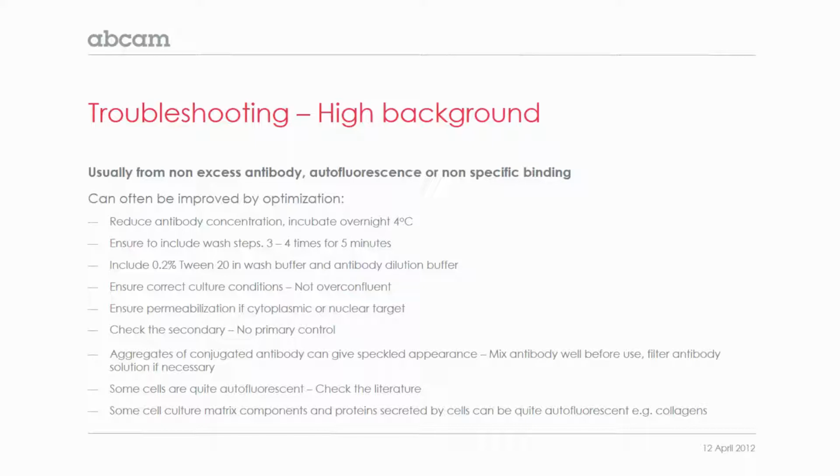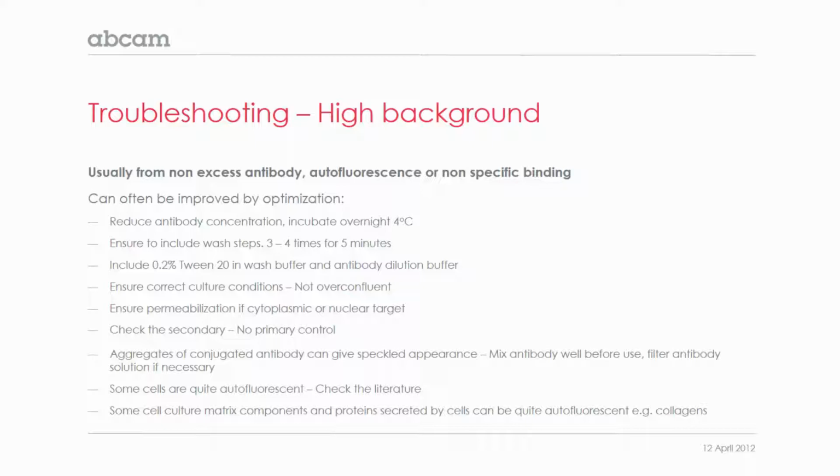Again, you could check the secondary antibody, make sure that's not binding non-specifically by including a no primary control. Sometimes aggregates of the conjugated secondary antibody can give a sort of speckled appearance within the sample. So you can mix the antibody well before you use it. If you want to, you could even filter the antibody solution before you use it if necessary.